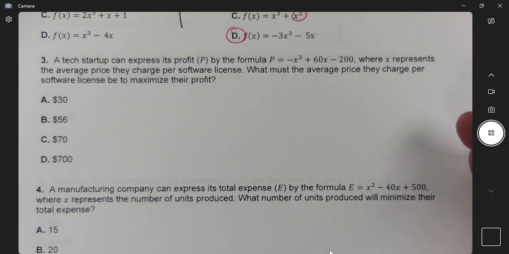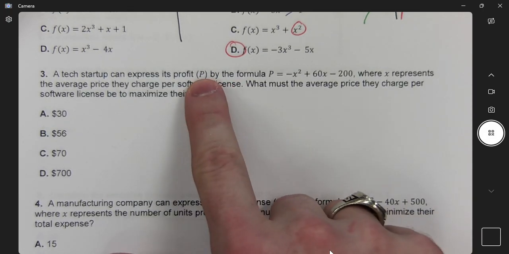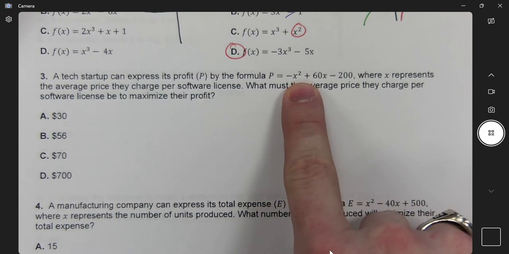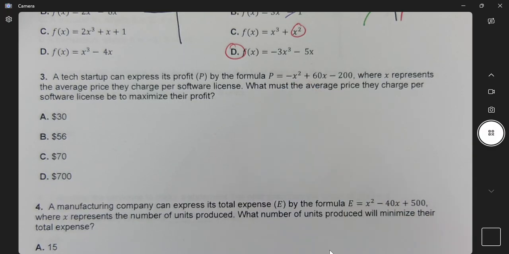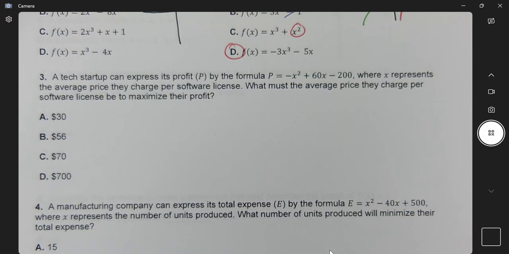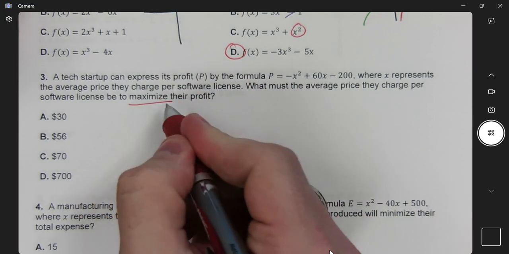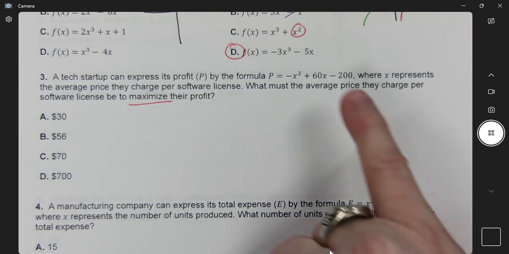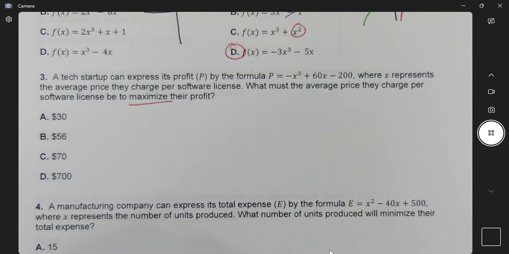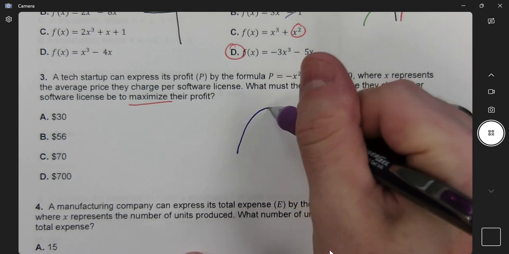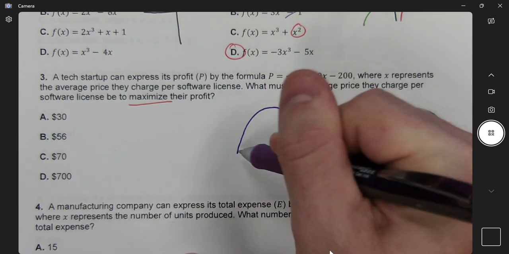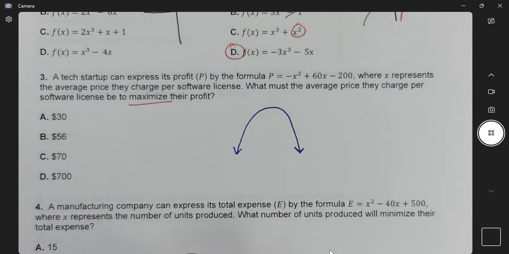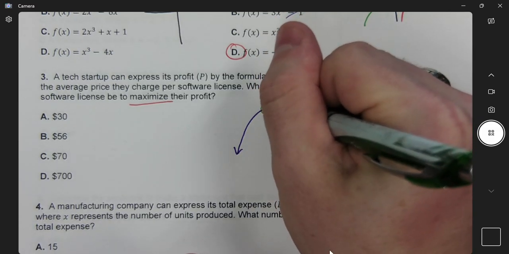A tech startup can express its profit P by this formula, a negative quadratic, where X represents the average price they charge per software license. What must the average price per software license be to maximize their profit? Okay, well there's the key, right? This is a negative quadratic. It's going to look like this. And where does price maximize? Right here at the vertex.